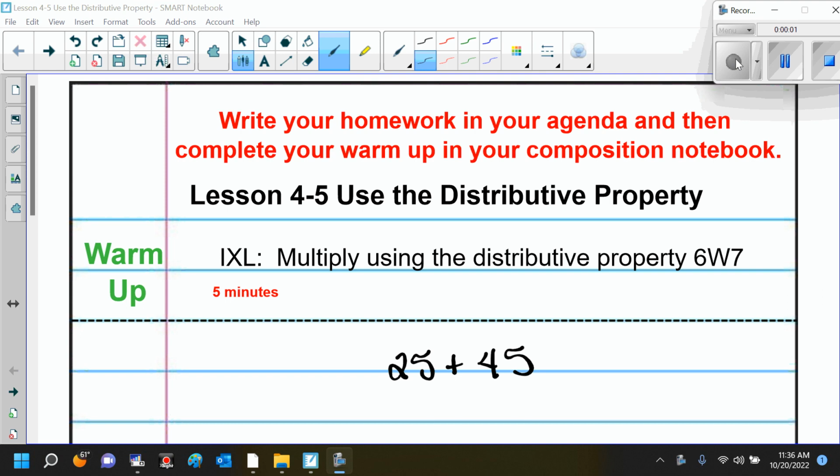Today's lesson is lesson 4-5, which is the distributive property. Now, you are doing multiply using the distributive property on your IXL. What did you notice about that? When you were doing your IXL, what did you notice you were actually doing?